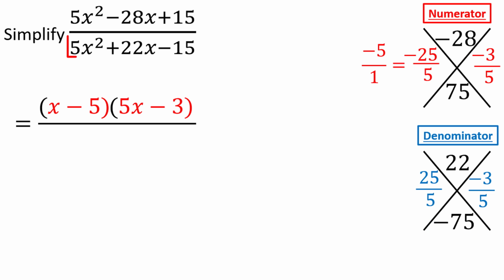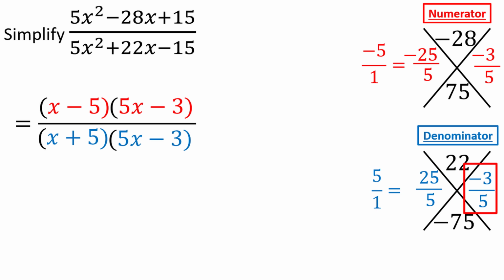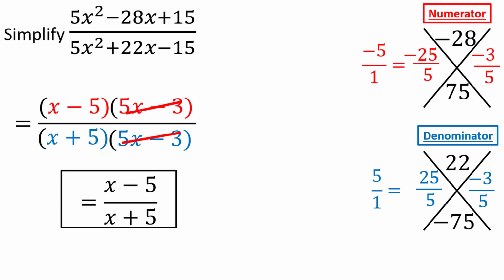Dividing each by 5, as that is our coefficient on x squared, our a term, we have 25 over 5, which is 5 over 1, and we have negative 3 over 5, which can't be reduced. Reading from bottom to top, we have x plus 5, which comes from the 5 over 1, and 5x minus 3, which comes from negative 3 over 5. Now we notice the 5x minus 3s cancel, leaving us with just x minus 5 divided by x plus 5, which is our final simplified answer.